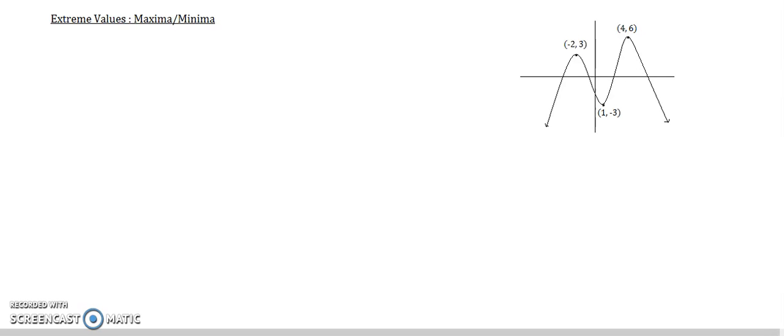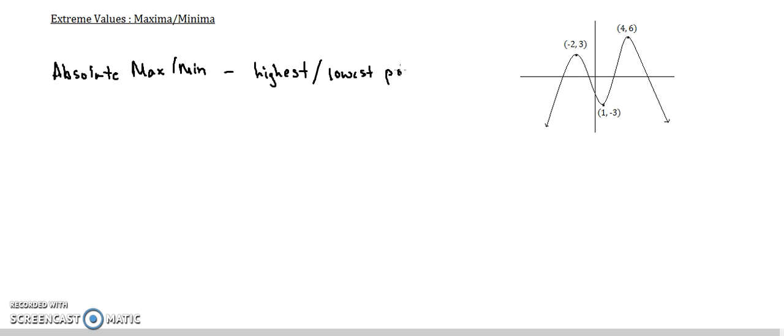Okay, the last concept that we have for 3.3 is something called extreme values. We're looking for different types of maximum and minimum values. So the first one that we're going to start with is absolute maximum or minimum. And just like absolute sounds, it is the biggest maximum or the biggest minimum. So meaning we are looking for the highest or lowest points on the graph.